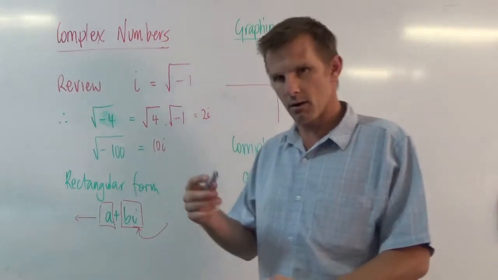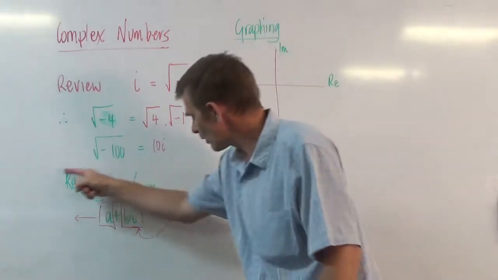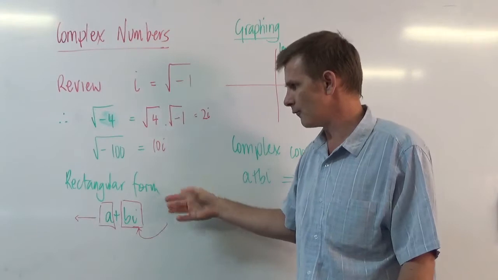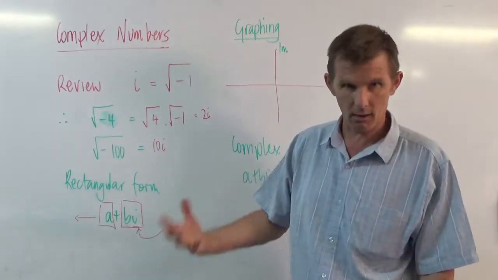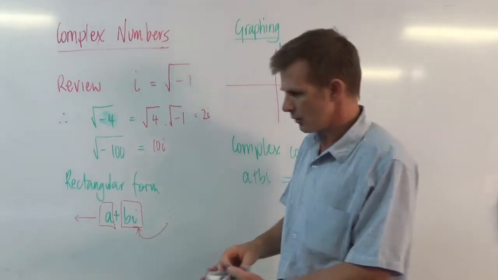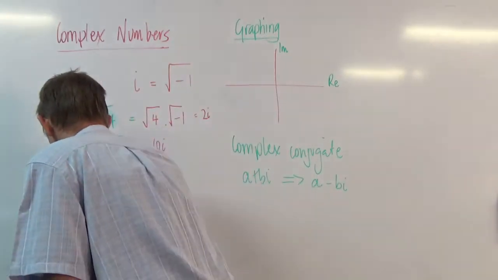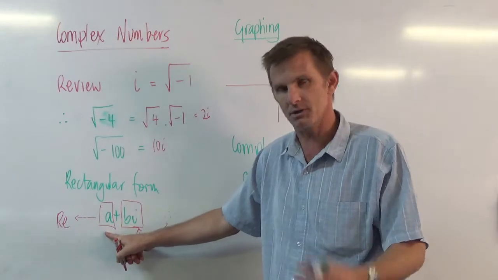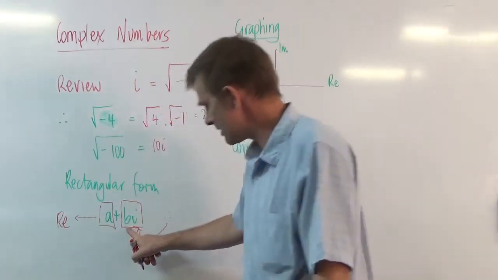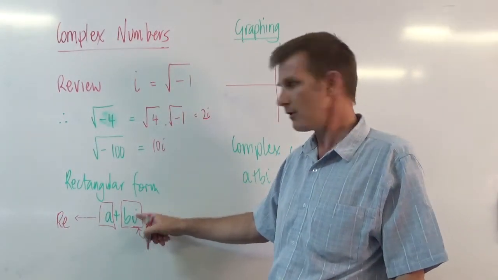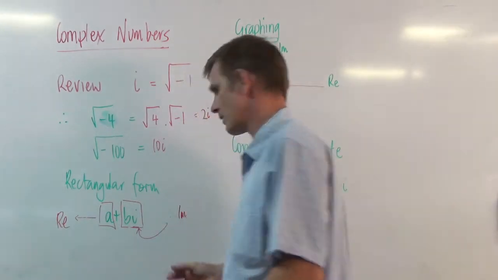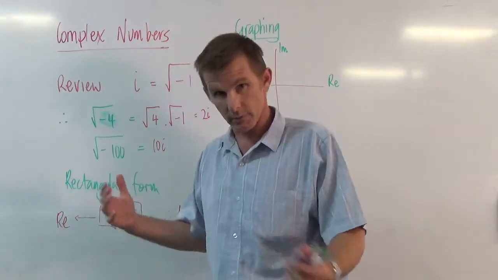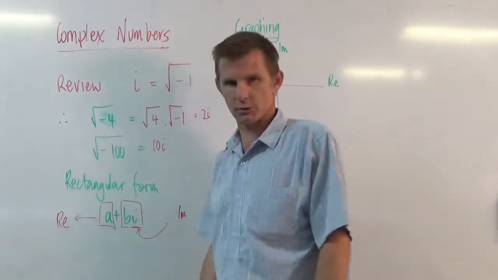When we're writing our complex numbers, we often refer to rectangular form. Rectangular form is this a plus bi idea. So the real part of it is going to be the a part because there's no i after it. It's just a number. So that's the real part. And the b part, because it has an i after it, that's going to be our imaginary part. So when a question says, give your answer in rectangular form, this is what you're looking for.